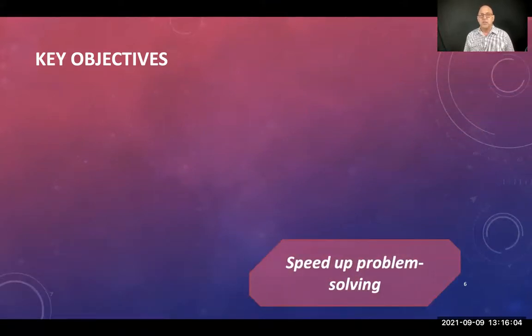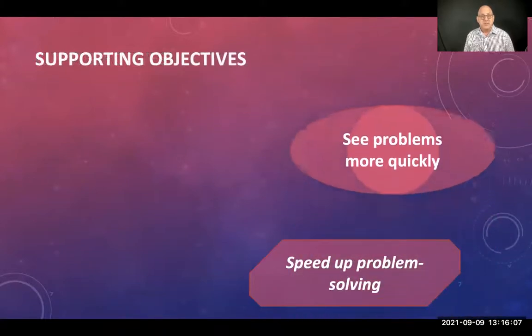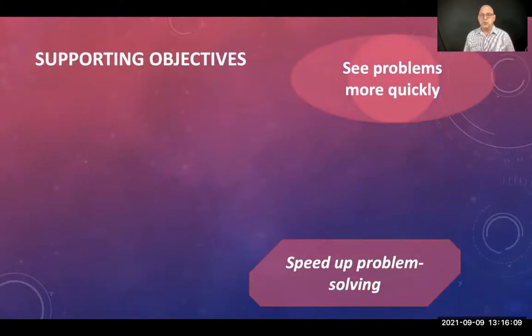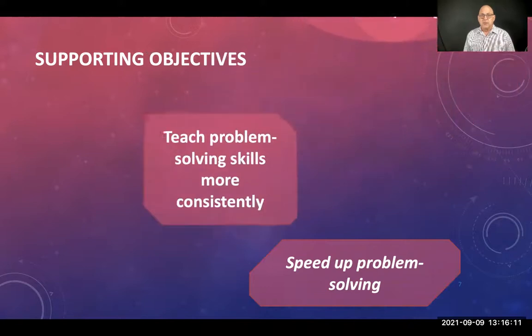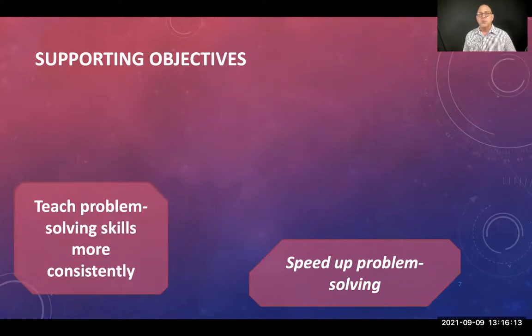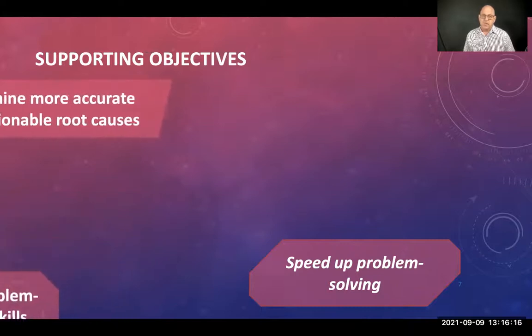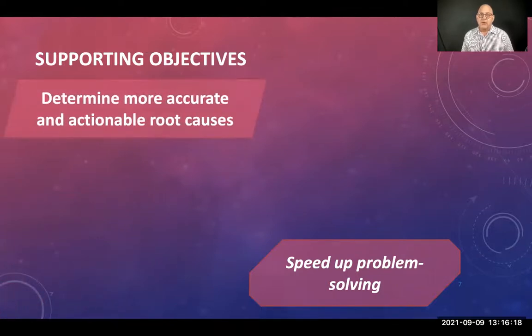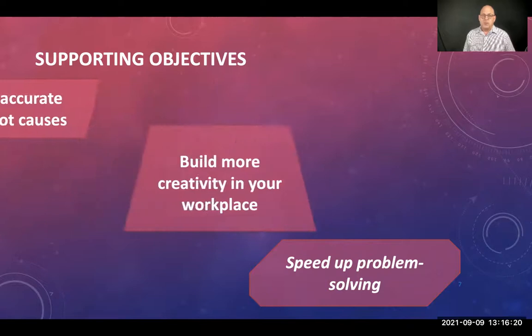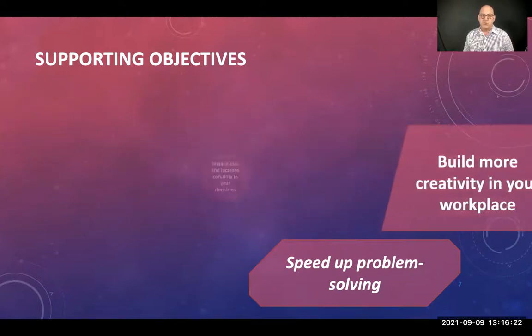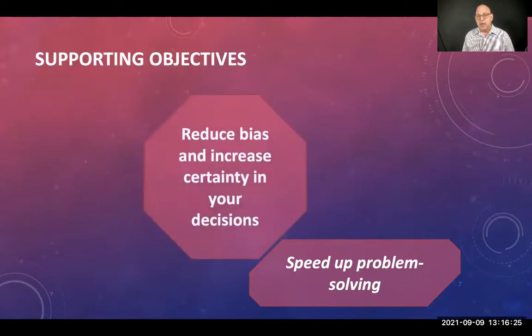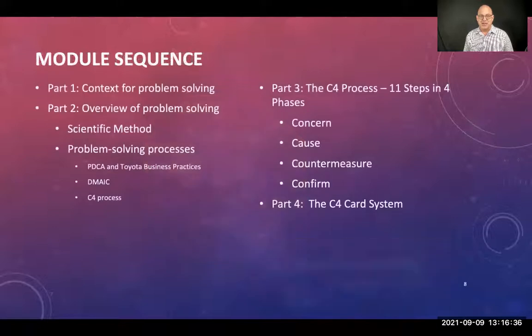And some of the ways we're going to speed up problem solving include seeing problems more quickly and what systems you can put in place to do that. Teaching problem-solving skills to people more consistently. Determining more accurate and actionable root causes. Building more creativity into your workforce. And reducing bias and increasing certainty in your decisions. That's a pretty tall order. By the way, that's about as much animation as I'm going to be able to work into this. I've been pretty pressed for time.